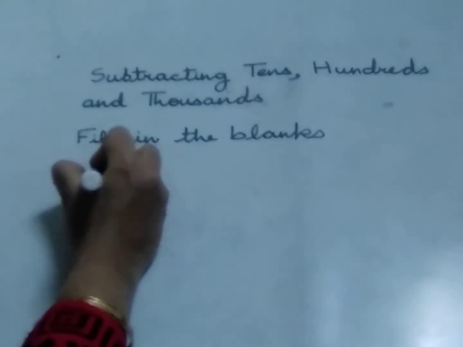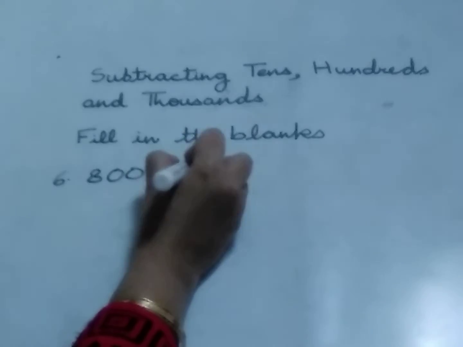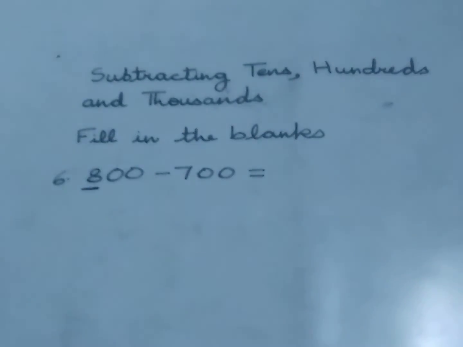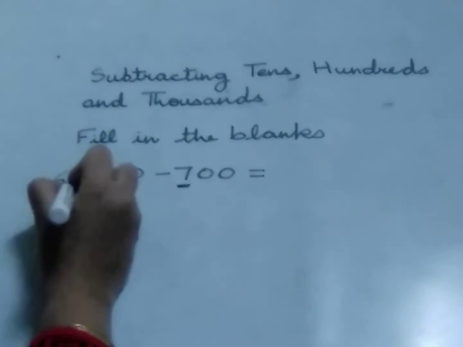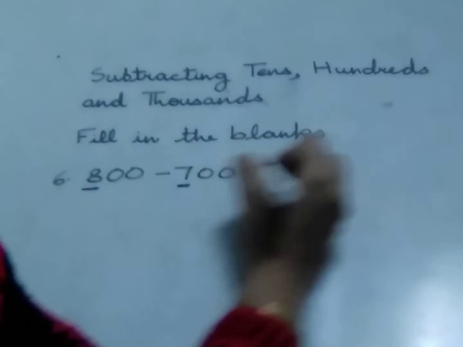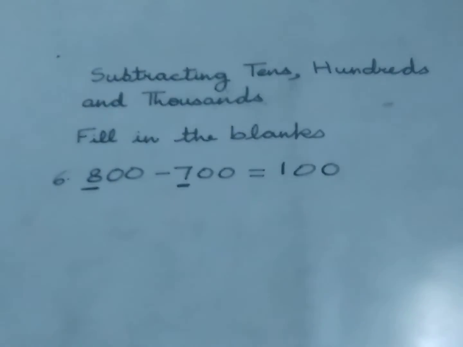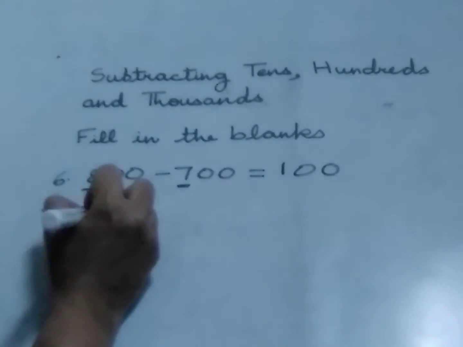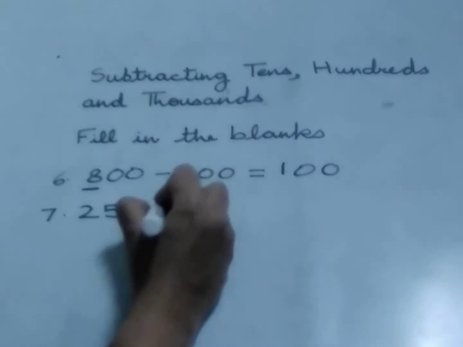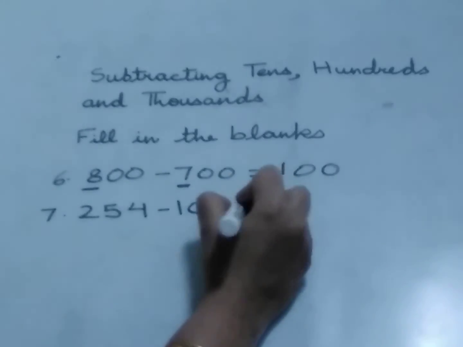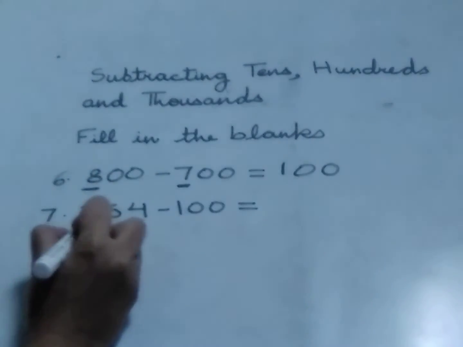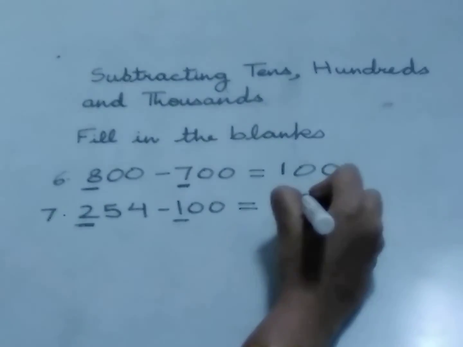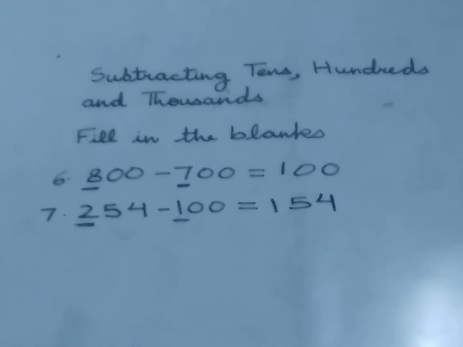Next question is 800 minus 700. Decrease the hundreds digit by 7. So 8 minus 7, 1. Remaining number 00. 100. Next question is 254 minus 100. Decrease the hundreds digit by 1. 2 minus 1 you get 1. Remaining number 54. 154 is your answer.